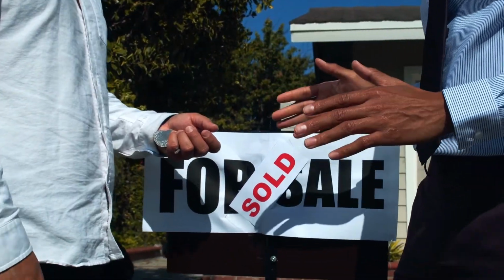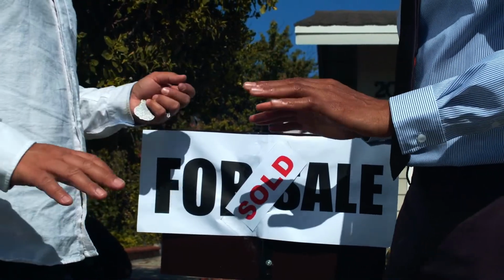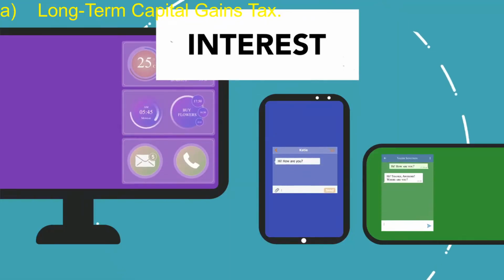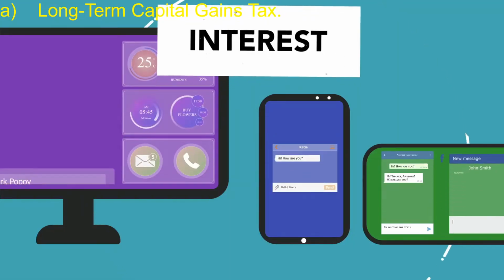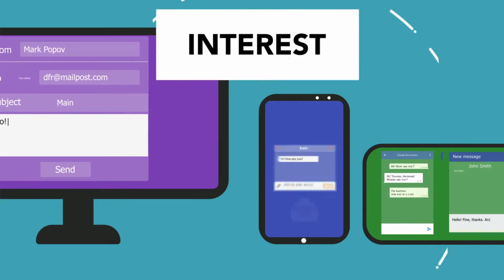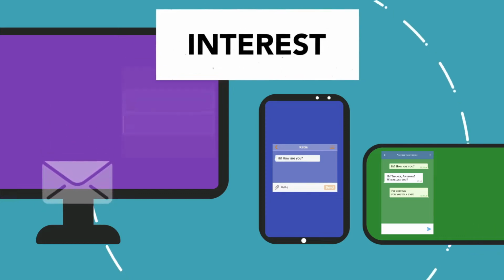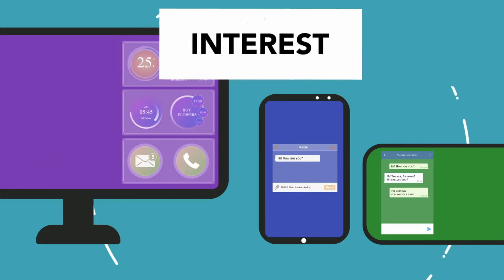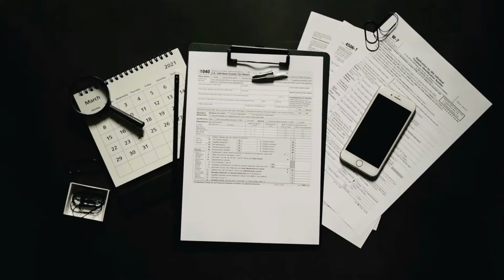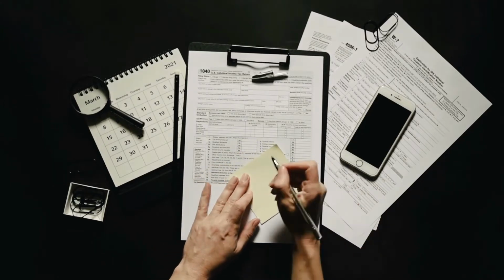Now there are two types of capital gains tax, short-term and long-term. A. Long-term capital gains tax. You'll pay long-term capital gains tax if you sell a property you've owned for more than a year. This type of tax uses your taxable income to determine how much you owe on just the profit you made from the sale of your investment property.